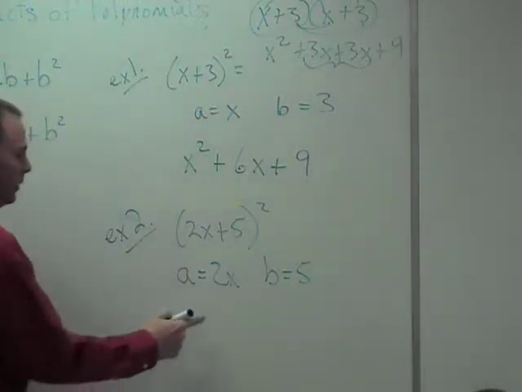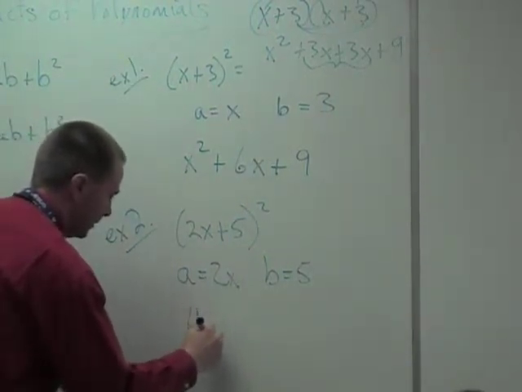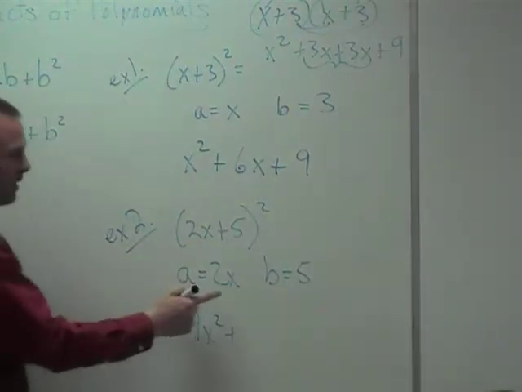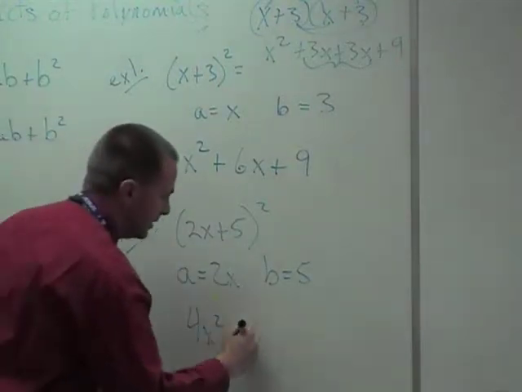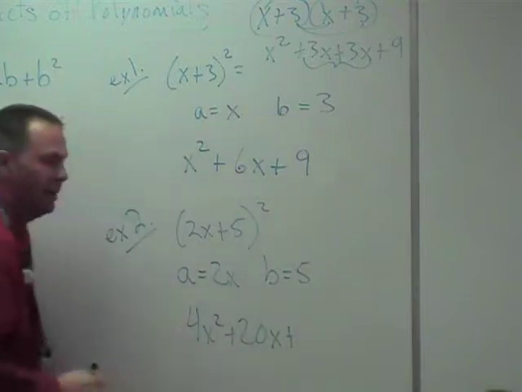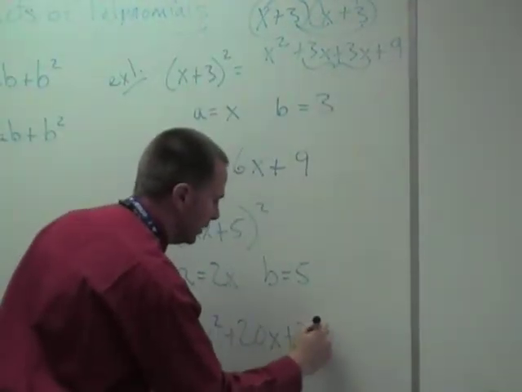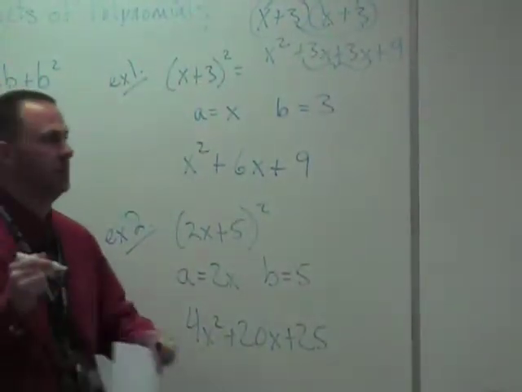A squared, what do I get when I square 2x? 4x squared. Plus, it's all plus. Now I take A times B. What's 2x times 5? Everybody, 10x times 2, because you've got to multiply by 2. 20x. And then we square B. 25. Okay, example 3. Let's keep going. I want to make sure we got this before I turn you loose on the problems.